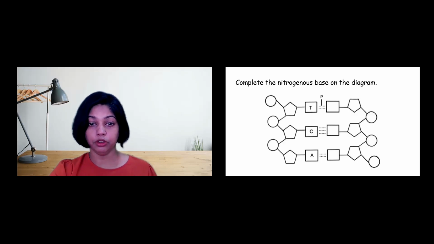The diagram shows a part of a DNA chain. To complete the missing nitrogenous bases, we need to follow the complementary base pairing rule. Thymine pairs with adenine, cytosine pairs with guanine, and adenine pairs with thymine.